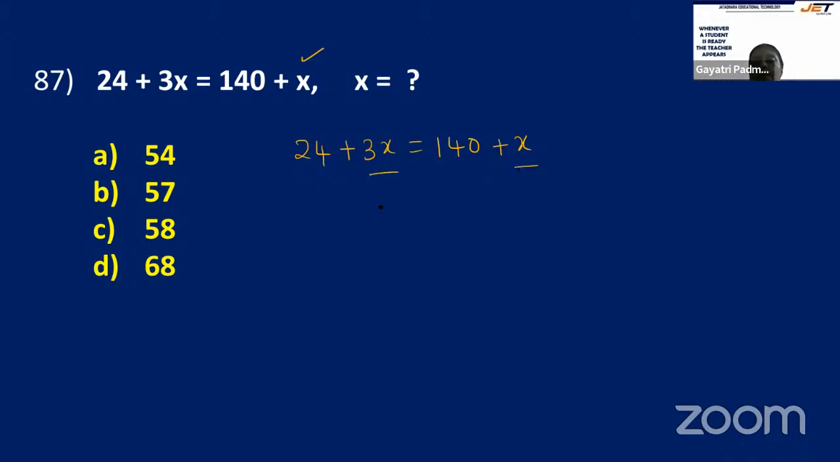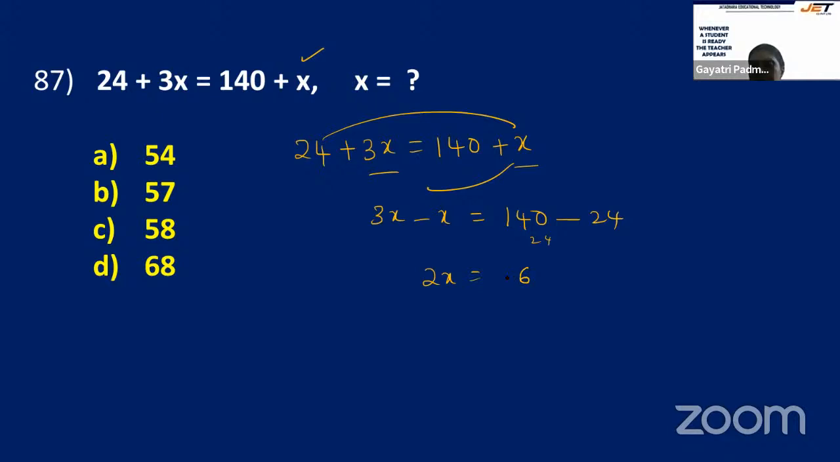So now let's bring all x to one side, 3x, and when this x goes to the other side, it becomes minus x, and equal to 140. When this 24 moves to the other side, it becomes minus 24. 3x minus x is 2x, is equal to 140 minus 24.